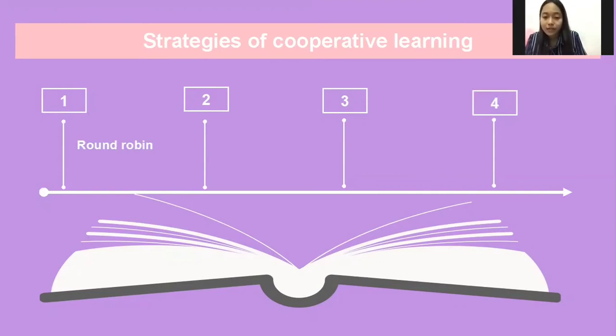The fourth is students who start to reread the teacher's next question and answer it, or the teacher gives a new question to students and students start again.